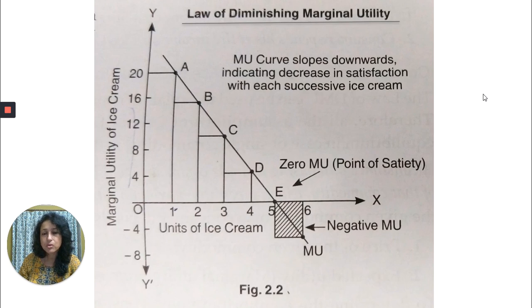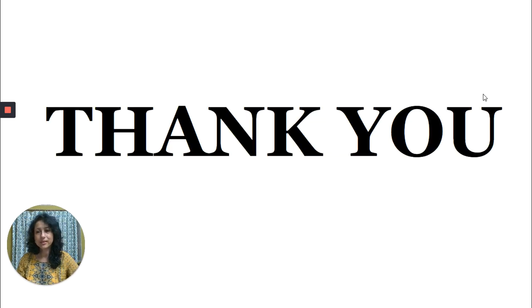All right. So with this, I come to the end of this class. We have looked into the concept of utility. We are right now talking about the concept of cardinal utility approach. And we have just finished the law of diminishing marginal utility. Okay, thank you.